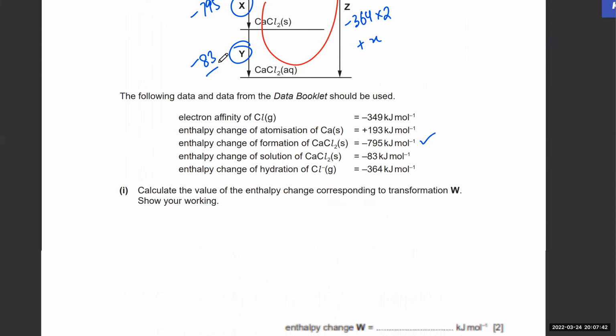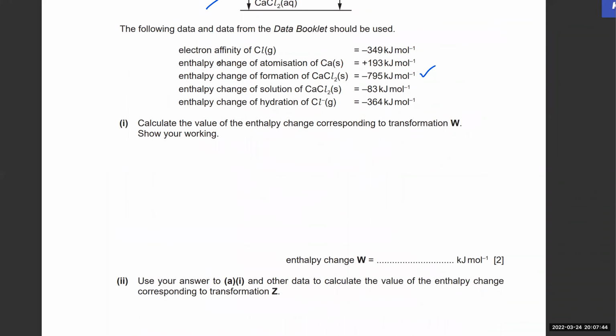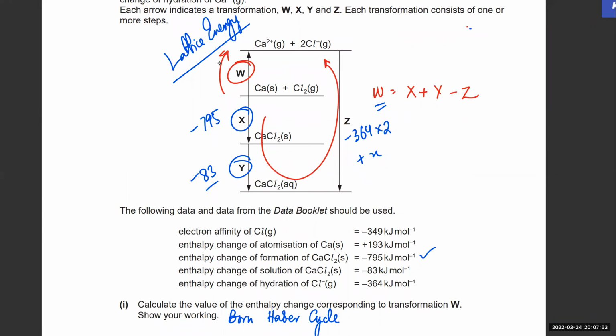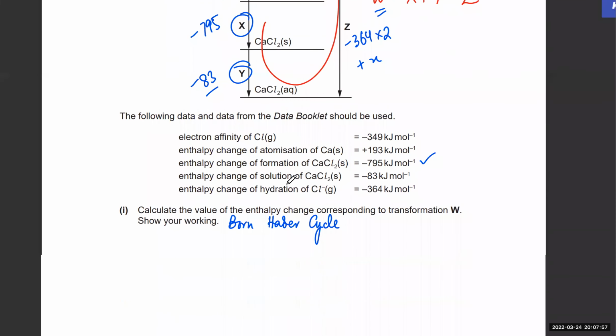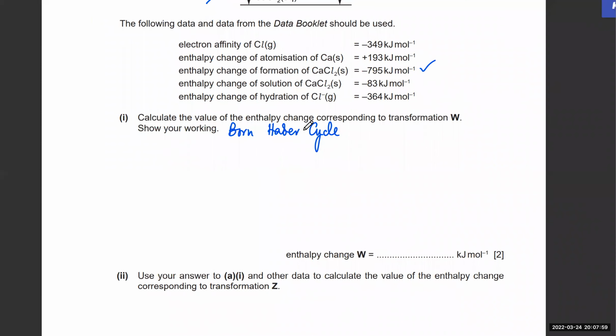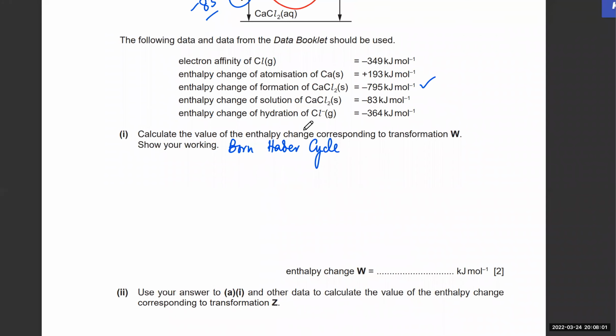How do you calculate lattice energy? You calculate lattice energy using the Born cycle. So what we're going to do is, remember, this one is not the Born cycle. Born cycle is not about solutions. So we're going to construct a Born cycle first, and we're going to try and calculate the lattice energy first using that.